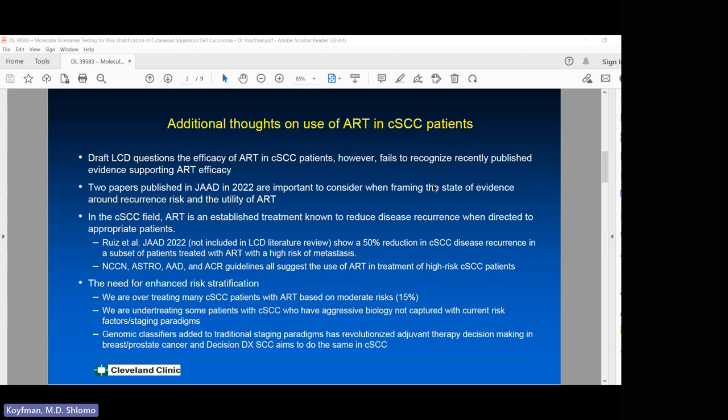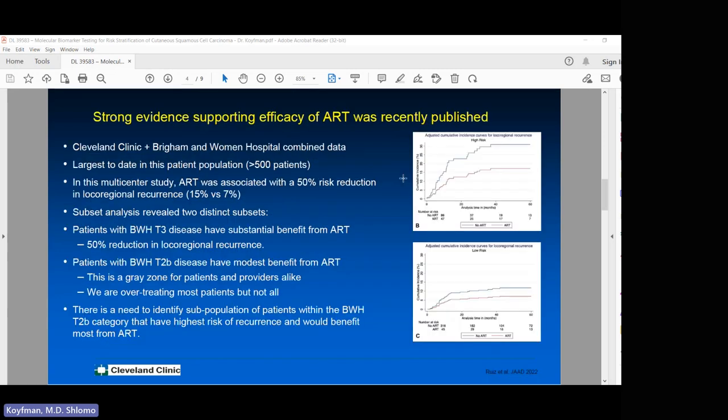And the fact that DecisionDx-SCC is filling that role is almost right on time, and it doesn't even feel so novel anymore because of how often we use it as a radiation oncologist. Again, I'm a head and neck and skin cancer specialist, but I occasionally treat a breast cancer, a prostate cancer. You can't move in those diseases without genomic classifications.